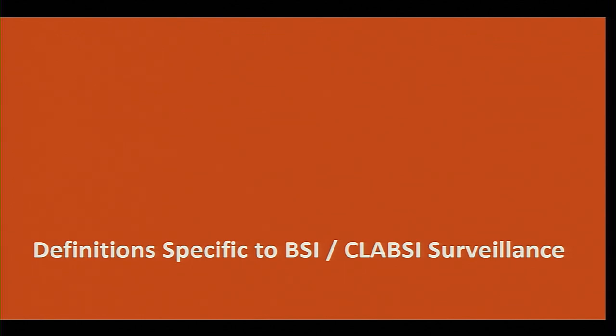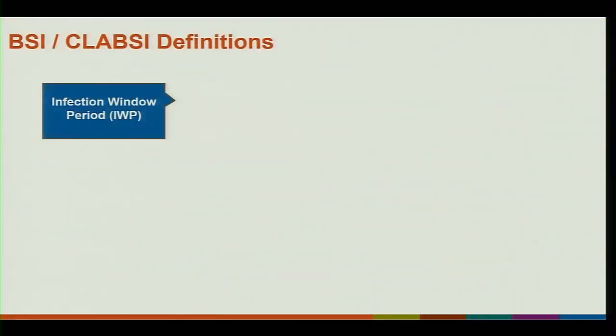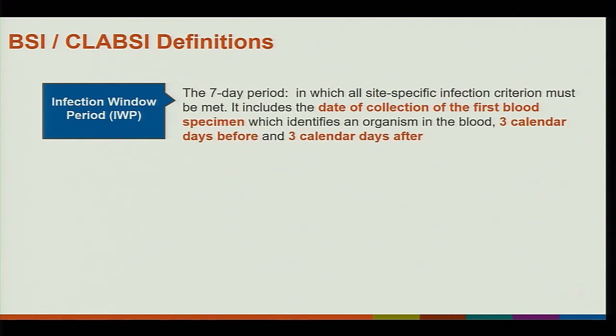Now we will move on to definitions that you will use when identifying BSI events. Let's begin with the infection window period. The infection window period is the period in which all BSIs must be met. It includes the collection date of the first blood specimen that identifies an organism, the 3 calendar days before, and the 3 calendar days after.